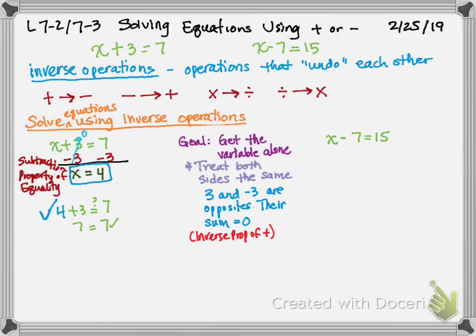And now we ask ourselves, well, what am I going to do to get x alone? Well, the opposite of subtracting 7 would be adding 7. So I'm going to add 7 to both sides. Negative 7 and positive 7 are opposites, so their sum is going to equal 0. And then the identity property is what allows us to say, oh, x and 0 is going to give me x equals, and on the other side, 22.